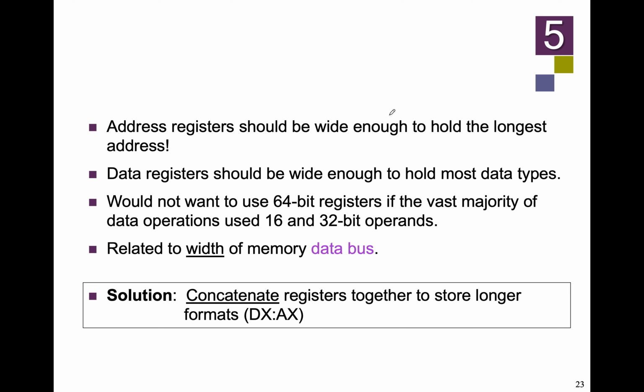Address registers should be wide enough to hold the longest address. Data registers should be wide enough to hold most data types. An address register needs to hold the address, while a data register stores the data type. You would not want to use a 64-bit register if the vast majority of the data operations use 16 and 32-bit operands. This is related to the memory data bus.